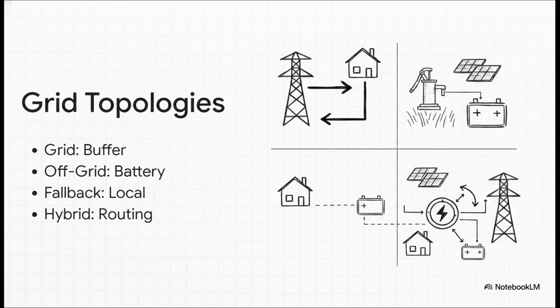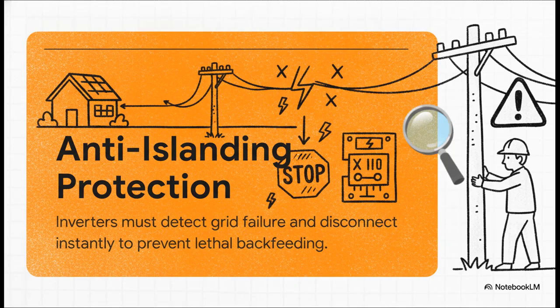Bridging that gap, we have grid fallback, which prioritizes localized storage and really only taps the grid when the batteries run low. And finally, modern hybrid configurations. These use multi-port inverters to fluidly route energy in both directions, actively executing peak shaving to avoid expensive commercial energy tariffs. But here is the absolute life or death compliance reality that you must respect as an engineer.